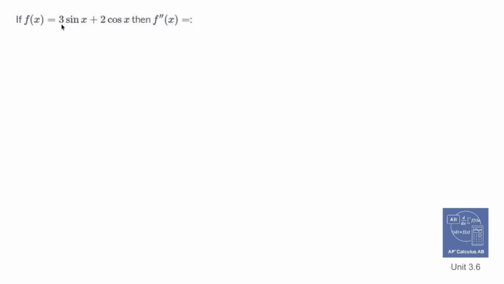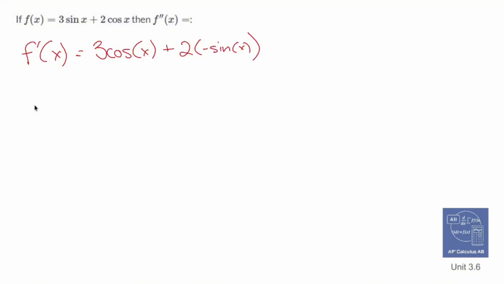If f of x is 3 sine x plus 2 cos x, then find the second derivative. Okay, I see what's going on here. Well, the first derivative is going to be 3 sine x, so the derivative of sine is cosine x, plus 2, the derivative of cosine x is negative sine x. So let's clean that up a little bit. Derivative numero uno is going to be 3 cos x minus 2 sine x.